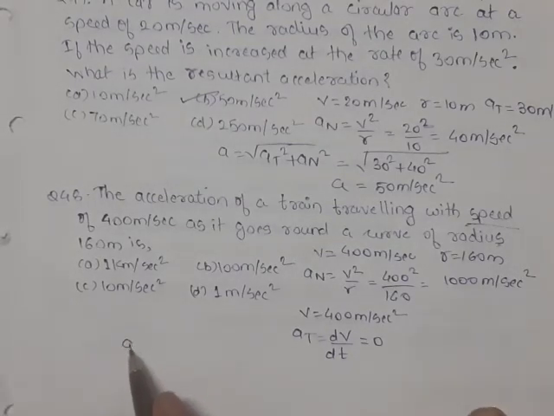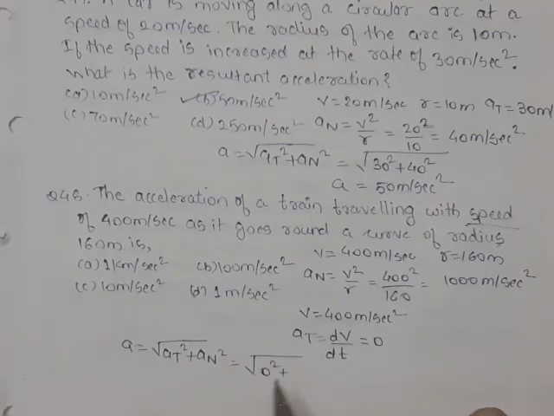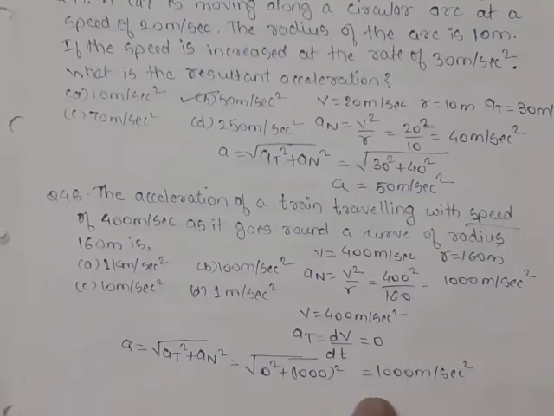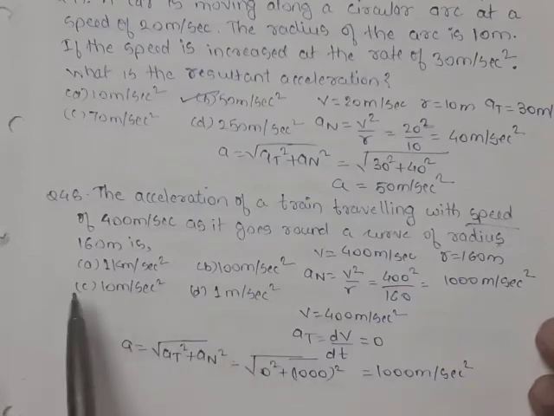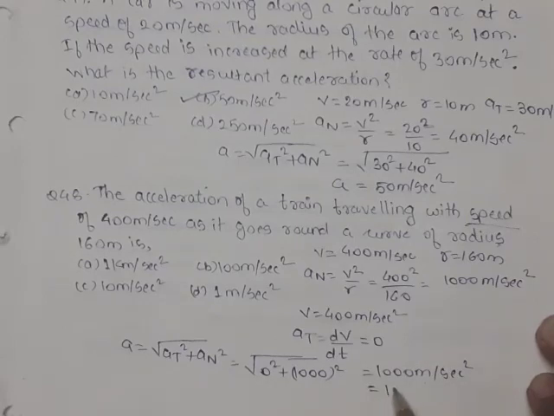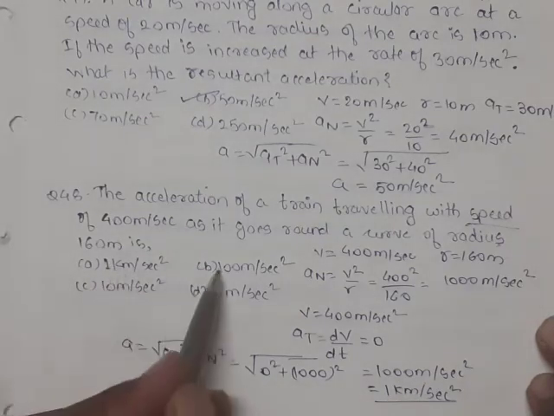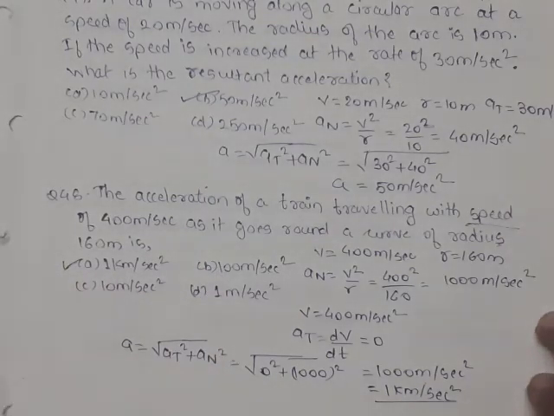Now we know the formula of total acceleration. A is equal to under root of at square plus an square. The value of at is already 0, and the value of an is 1000. So finally our value of A is 1000 meter per second square. If we observe the 4 options, nowhere is there a value of 1000. So we'll convert this 1000 meter into 1 kilometer. So now 1 kilometer per second square. This can be our probable answer. And if we see the 4 options, option A, 1 kilometer per second square is the value of total acceleration. That is our solution.